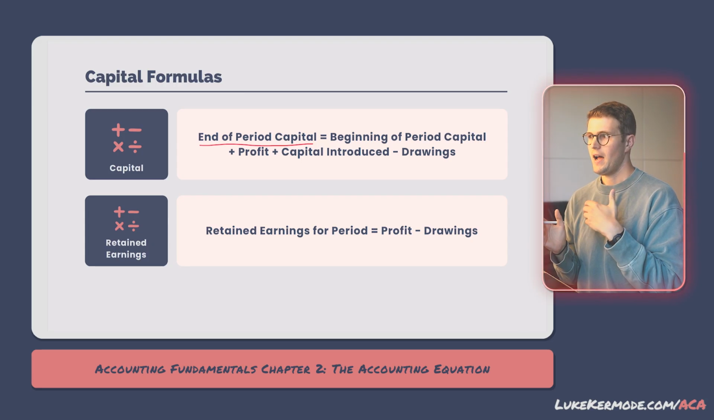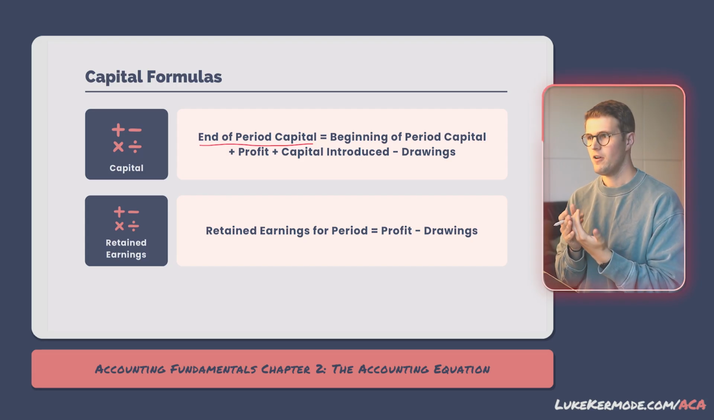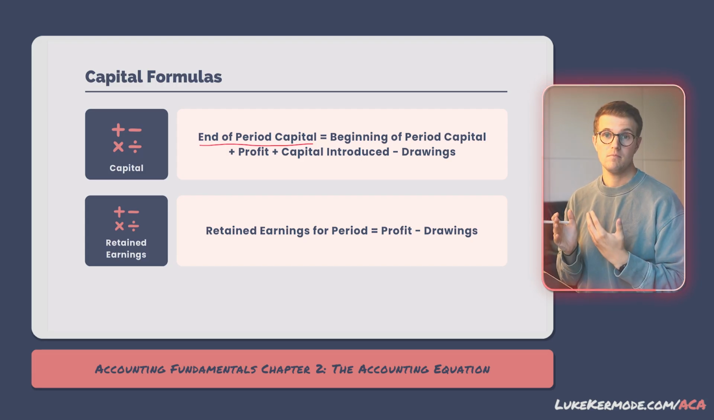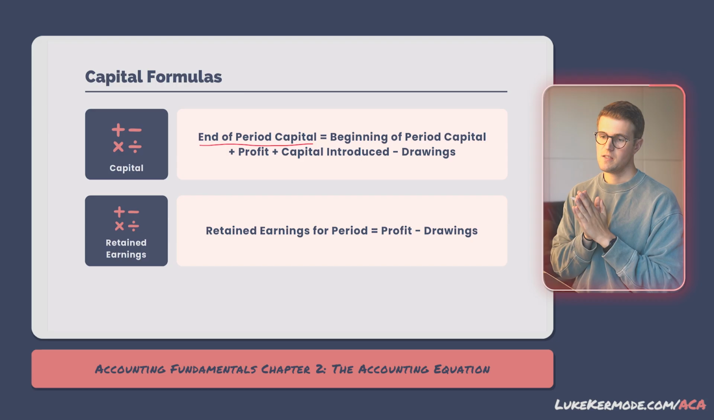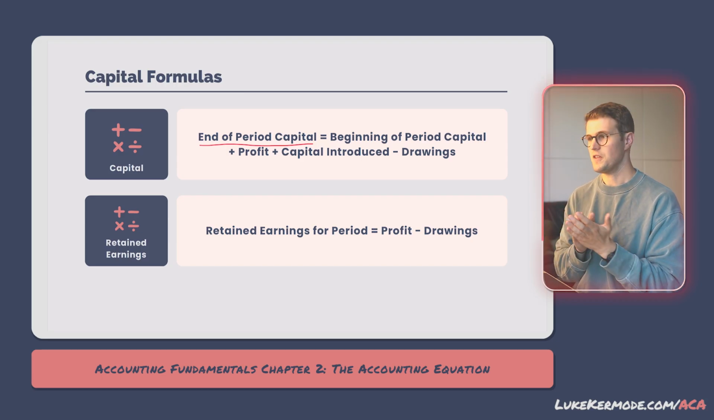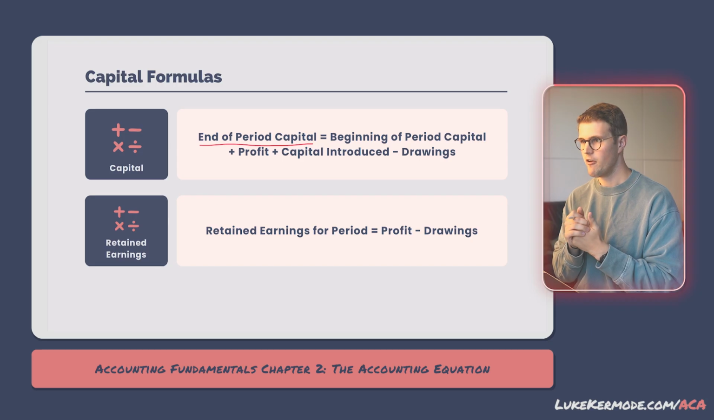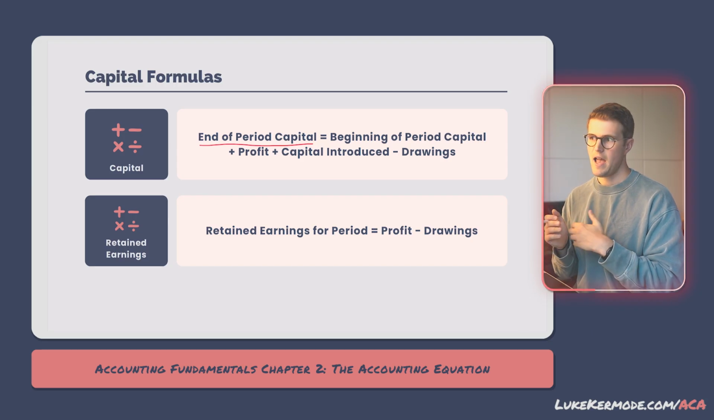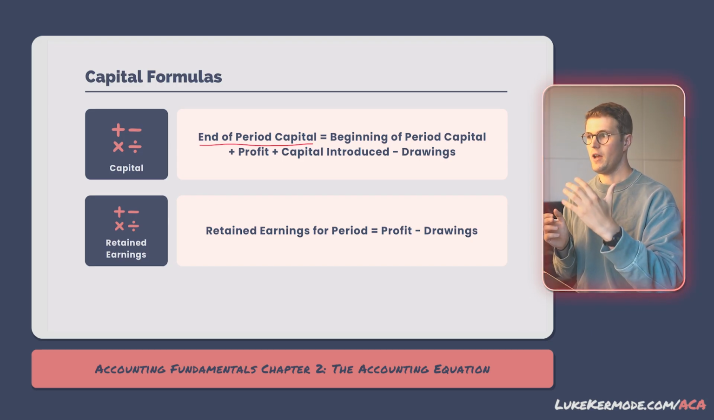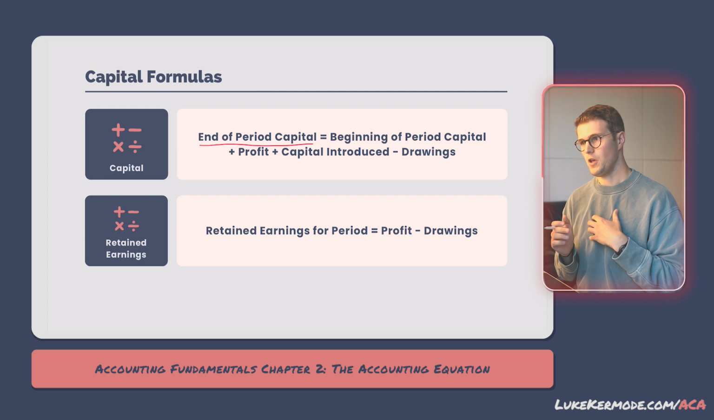So in other words, we start with the capital at the beginning of the period. That's what the owner had invested at the start of the accounting period. We then add any profit earned during the year by the business plus any additional funds that the owner has introduced into the business during the accounting period. And then finally we subtract any drawings. That's the money the owner has withdrawn for their own personal use.